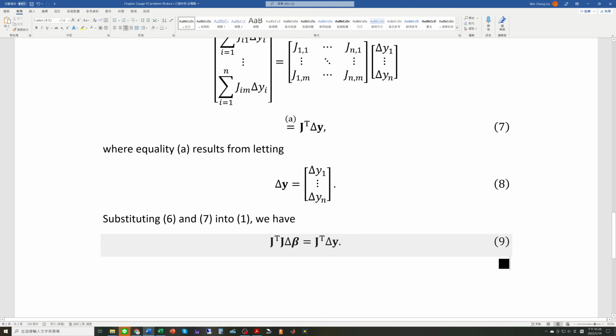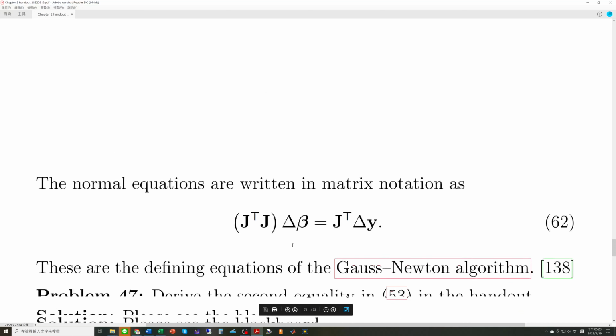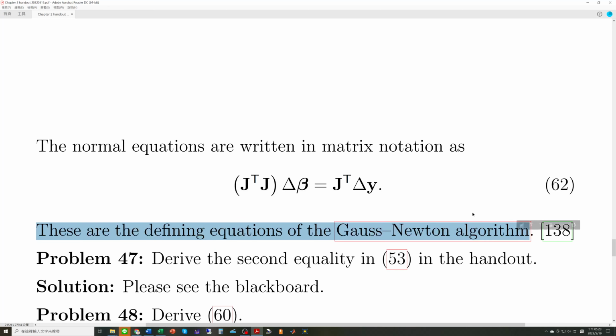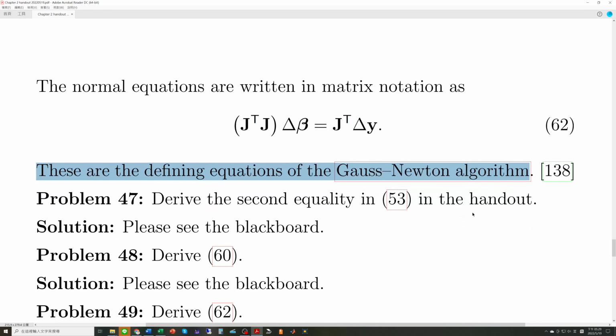So let us go back to the handout. So we just derived this equation, that is equation 62. These are the defining equations of the Gauss-Newton algorithm. Because of the time limitation, I do not plan to introduce the Gauss-Newton algorithm.